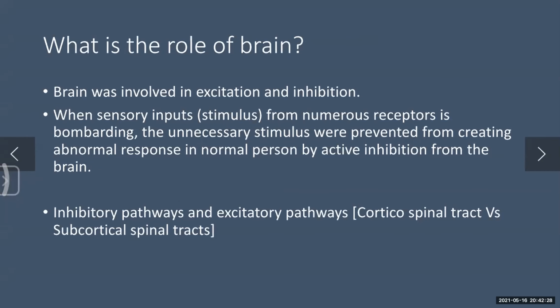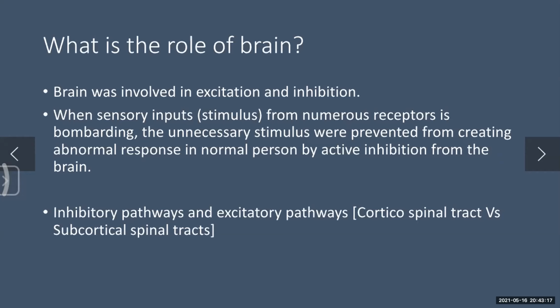So now moving on to the second part, we see what is the role of the brain. The brain basically was involved in excitation and inhibition of the muscle actions. When sensory inputs, that is stimuli from numerous receptors, are bombarding, whenever we are moving normally, you get sensation from all the parts of the body, and they keep bombarding the brain. If they all bombard, then you will get a lot of responses. So in order to prevent that, the unnecessary stimuli were prevented from creating abnormal responses in a normal person by active inhibition from the brain.